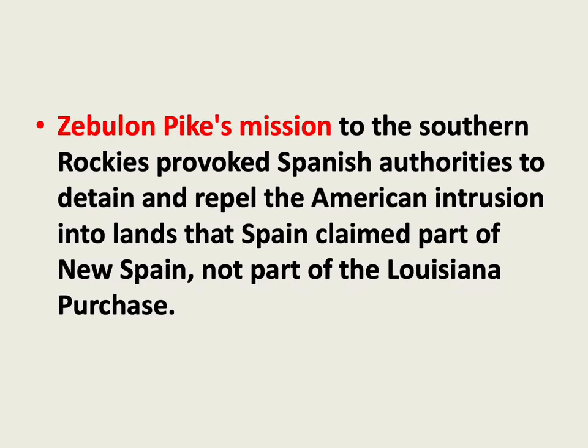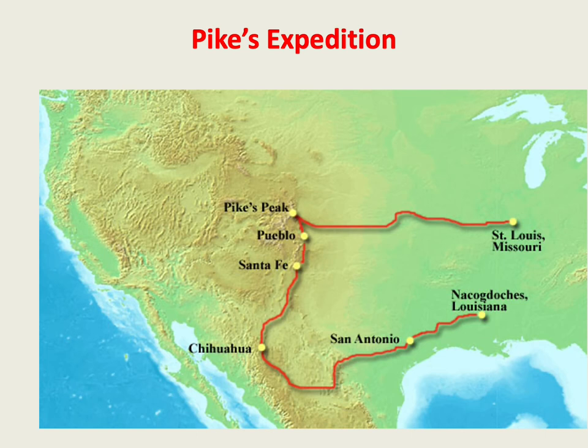Well, there was another expedition a little further south in the Rocky Mountains headed by Zebulon Pike. And this was a U.S. military expedition to explore the area and map it. And this really upset the Spanish because it started going through the heart of the Spanish area. This is a map of Pike's expedition.